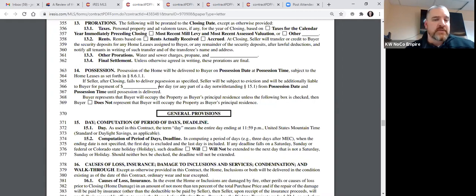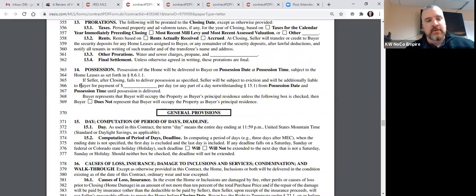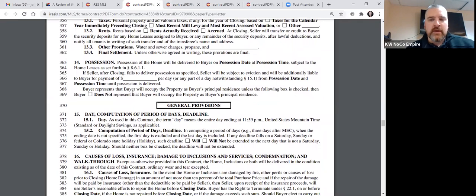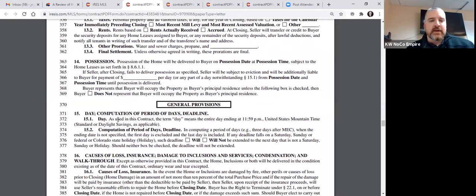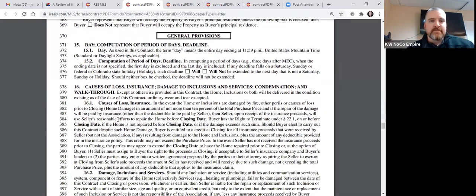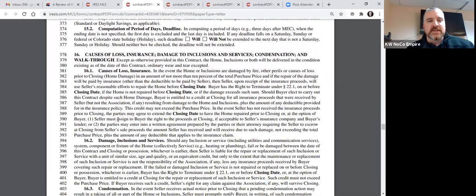$100, 150, 250, 500, doesn't matter. But it's best to put something in there. I see people put 0, and that's just not a very safe thing to do. I always recommend putting something in there, okay? Is the buyer going to occupy the property as their principal residence, or are they not? It's all similar. Computation of days and deadlines is similar.